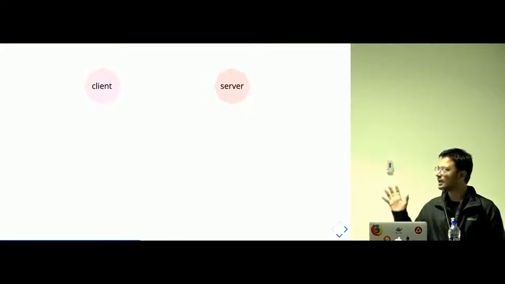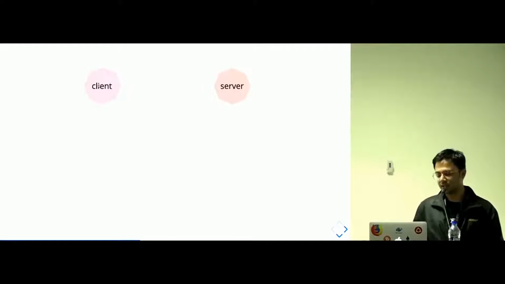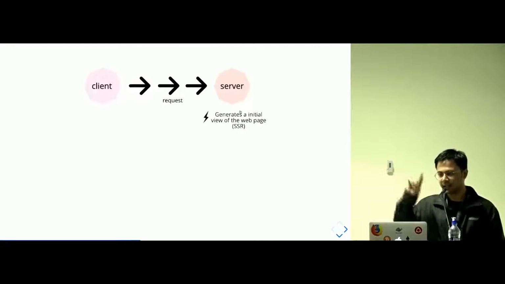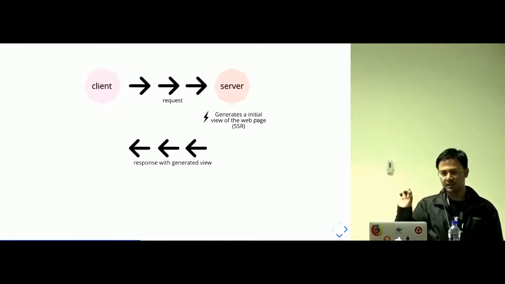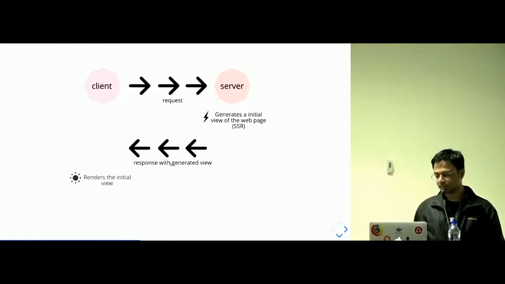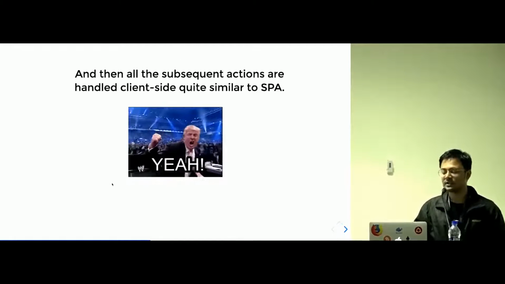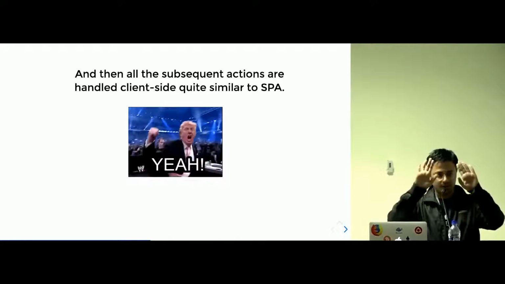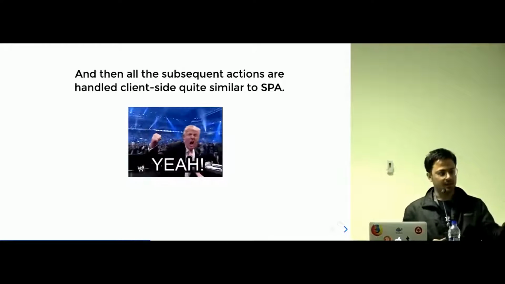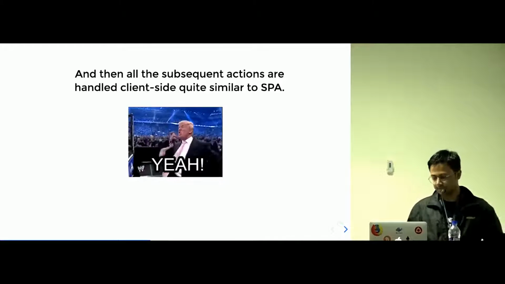So for example, this is the client and server. The client initiates an HTTP request to the server, and the server generates an initial view of the web page, the initial HTML page, and responds with the generated HTML view. The client renders the HTML and then fetches the app bundle, and all of the subsequent actions are handled by the client side itself. So you got both worlds, right? You got CSR and SSR together.